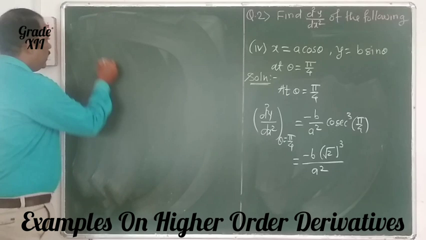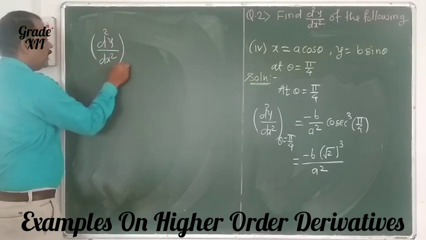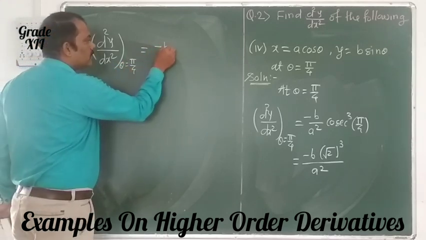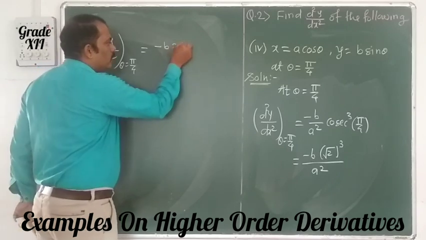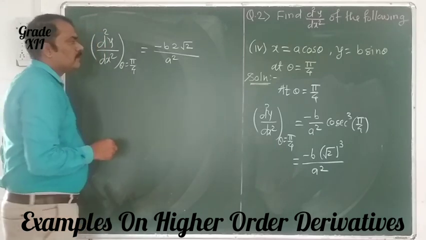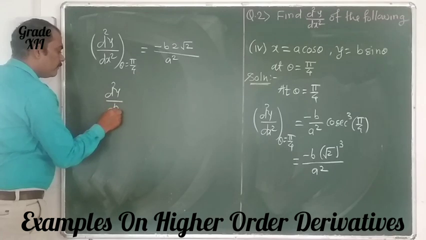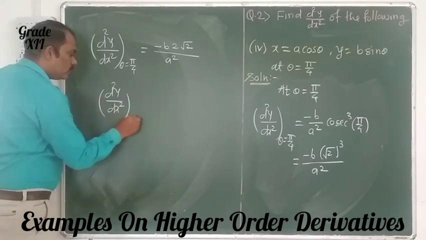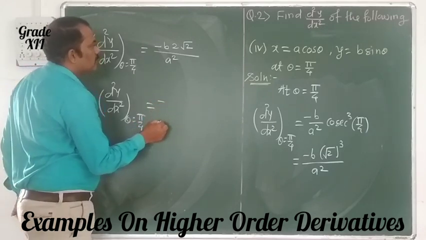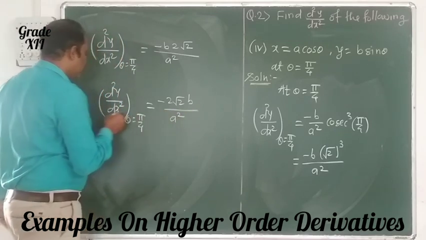So that d2y by dx square at theta is equal to pi by 4 is equal to minus b into 2 into root 2 divided by a square. This can be written as d2y by dx square at theta is equal to pi by 4 is nothing but minus 2 root 2 into b divided by a square.